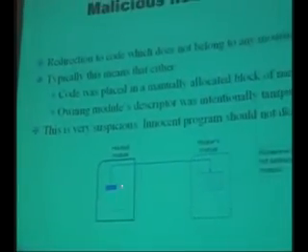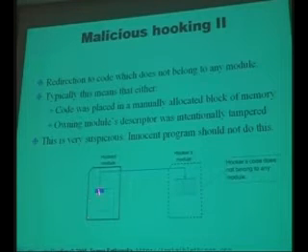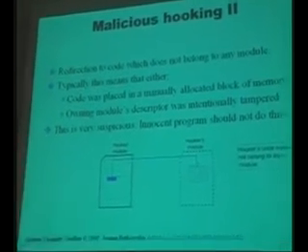Another malicious hooking. This is mostly used by more advanced rootkits. Again, we have a hooked function. Let's say it's registry key enumeration. It's hooked to the rootkit code, and the rootkit code does not belong to any module in memory. So if we traverse the list of loaded modules, we don't find a module which has start and end addresses that could contain this code. So again, this is an obvious sign of malicious hooking.